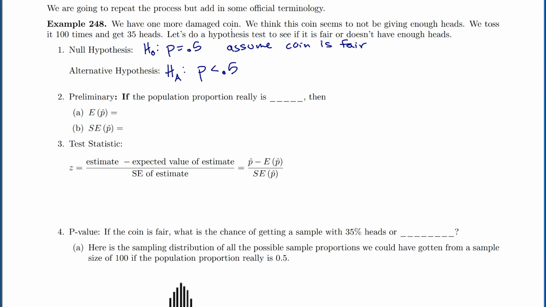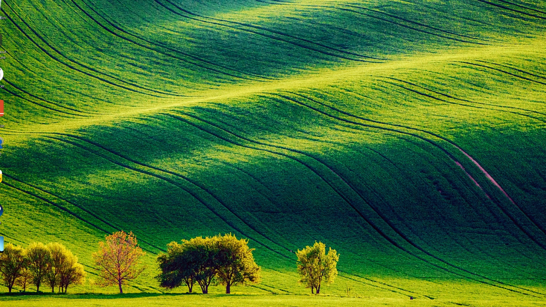So we can do some preliminary work if the population proportion really is 0.5. So if the coin is fair, for all of our calculations, we assume the coin is fair.